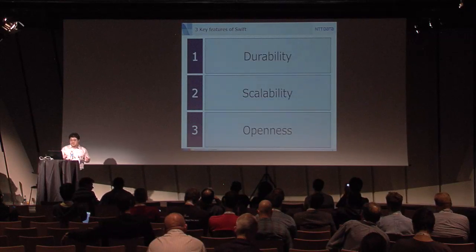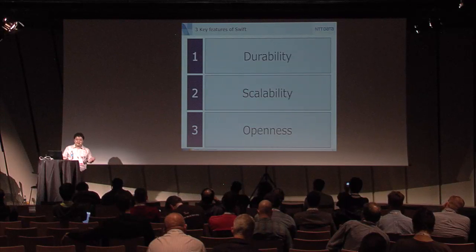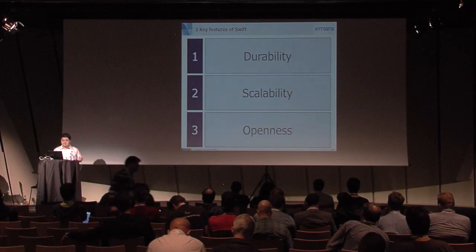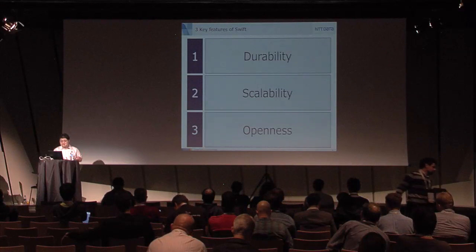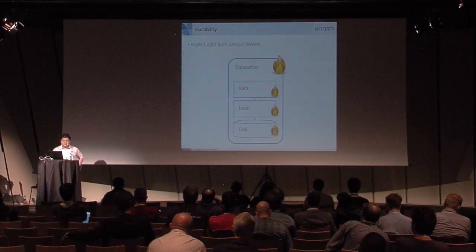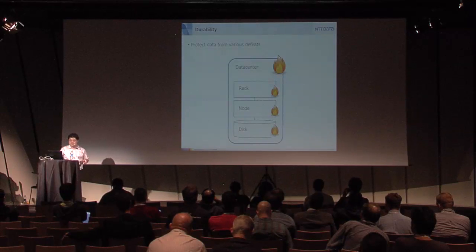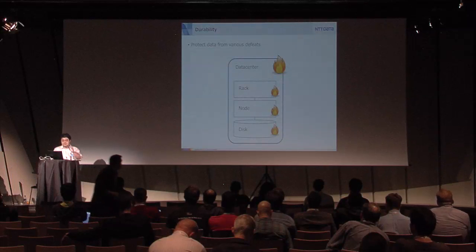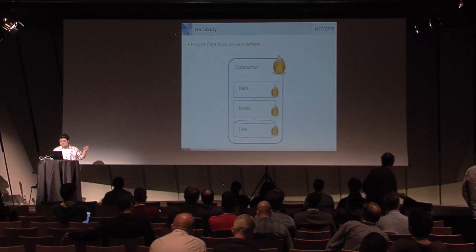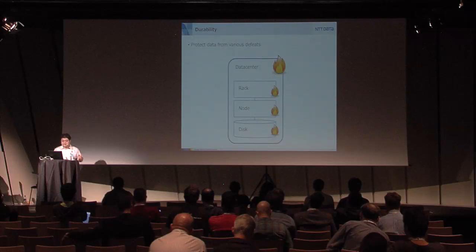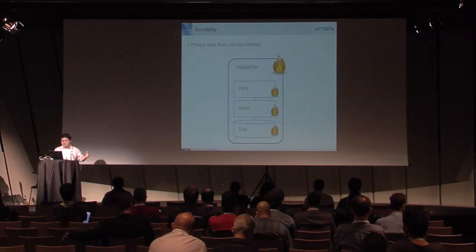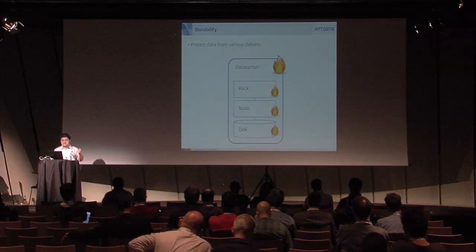Swift has many good features, but today I have not so much time to explain. So I'll talk about three key features of Swift: durability, scalability, and openness. The first key feature is durability. Swift makes some copies of data in the storage cluster, for example three copies, and distributes copies over devices, nodes, and racks as uniquely as possible. So even if some parts of the Swift cluster fail, you can protect data from failures and continue to access all of the data with the remaining copies.